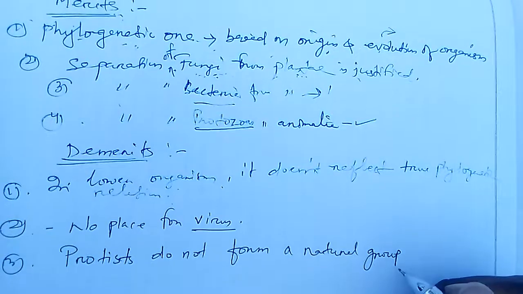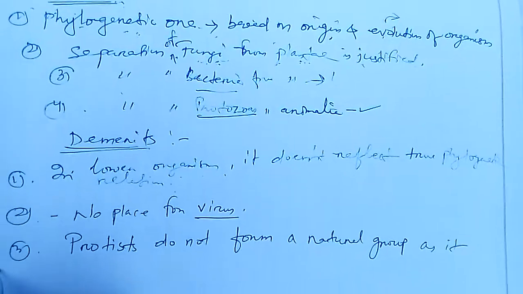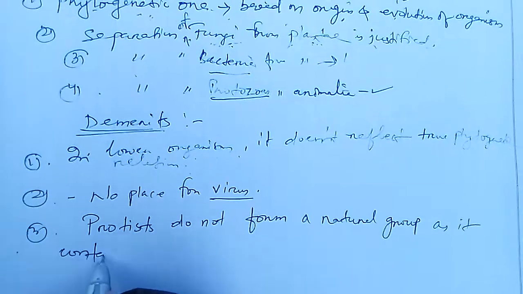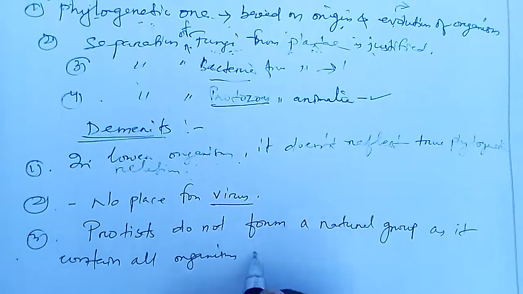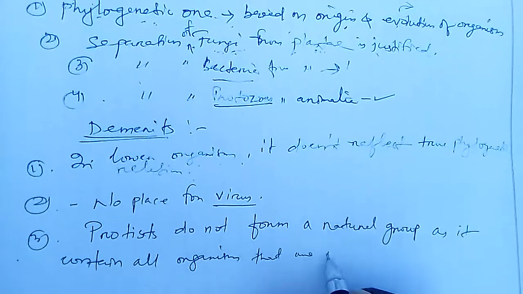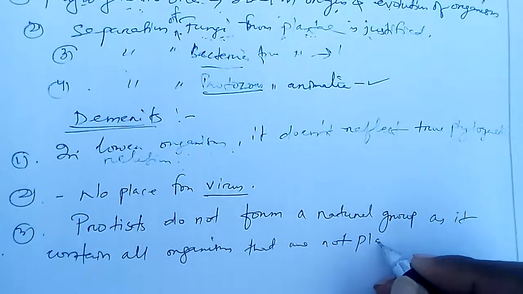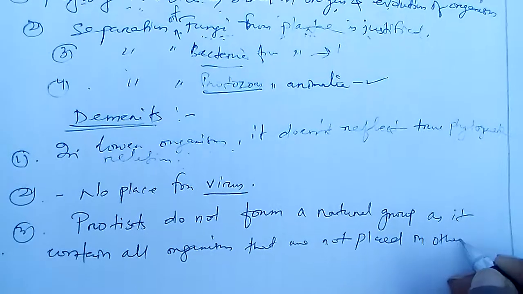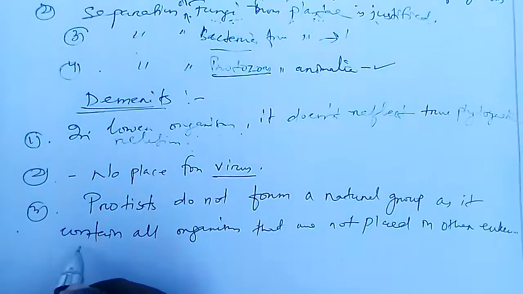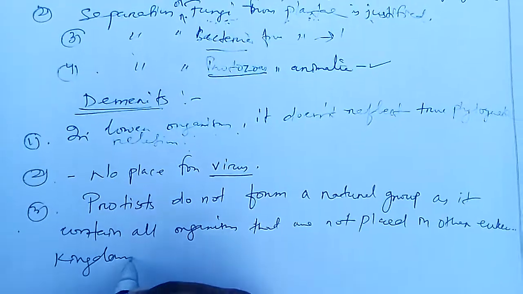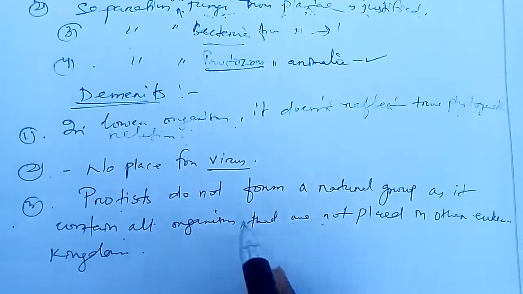Protists do not form a natural group, as they contain all organisms that are not placed in other eukaryotic kingdoms. That means those organisms which do not find any place in other eukaryotic kingdoms.